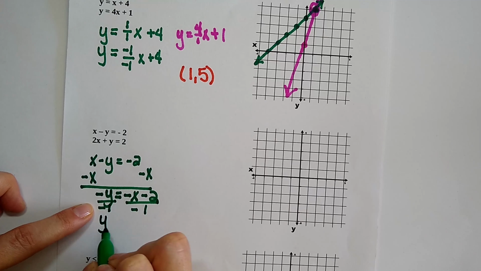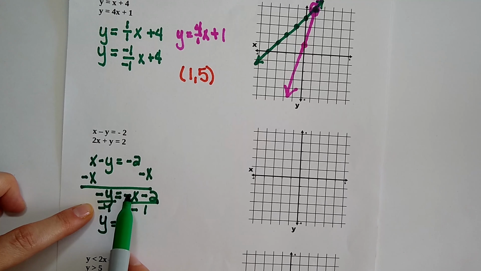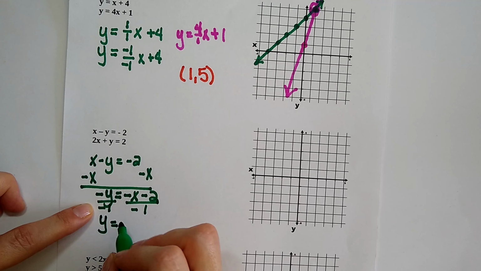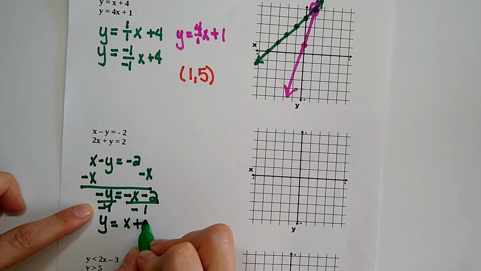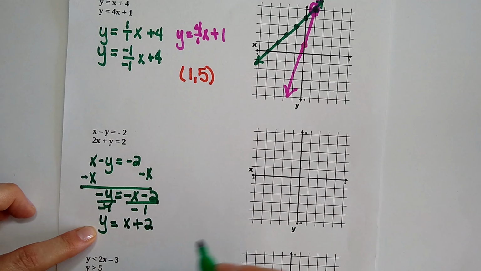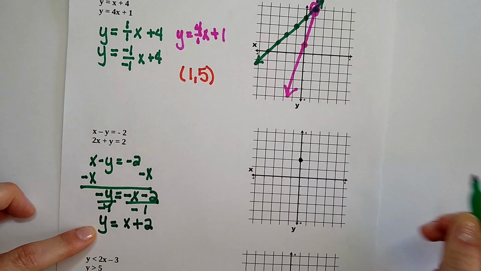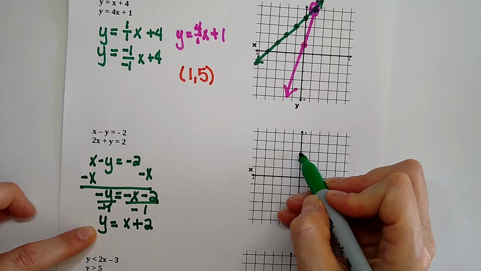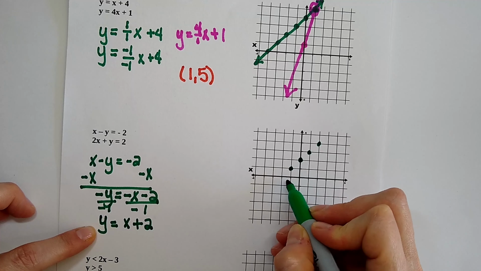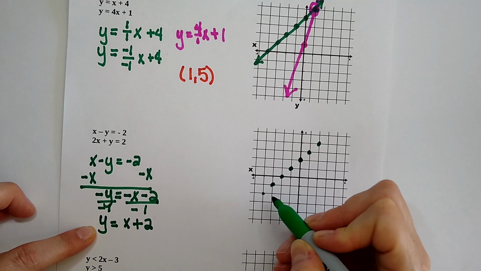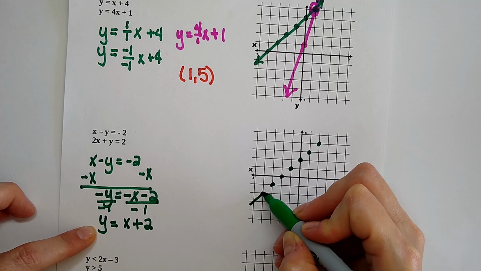So that's going to be a positive y now. -x divided by -1 is going to be a positive x. -2 divided by -1 is a positive 2. So now I can graph this. It's up 2 on the y-axis, and it's again up 1 over 1, or down 1, back 1. And this is my line.